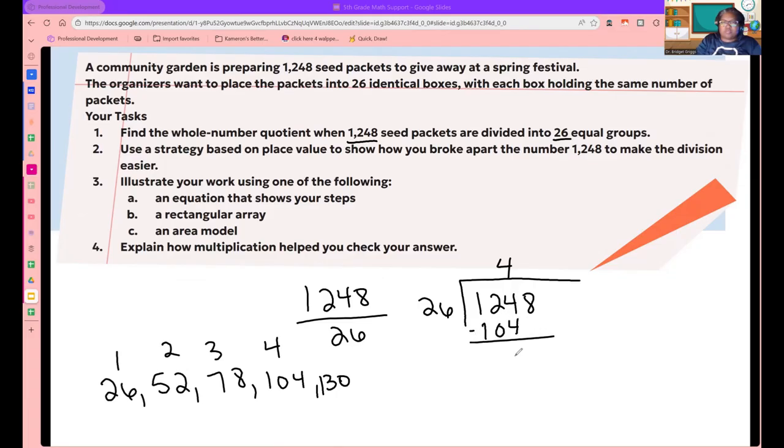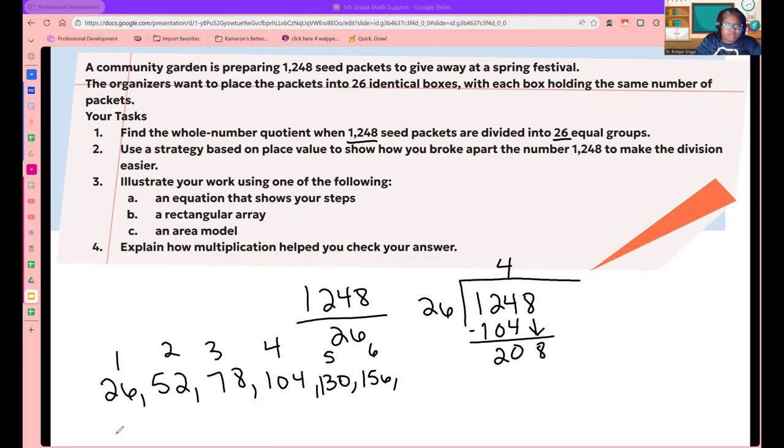We'll subtract. 4 minus 4 is 0. 2 minus 0 is 2. And bring down the 8. So let's keep going. So we know this is 5. If we add another 26, we'll be at 156. That's 6. And if we add another 26, we'll be at 182.